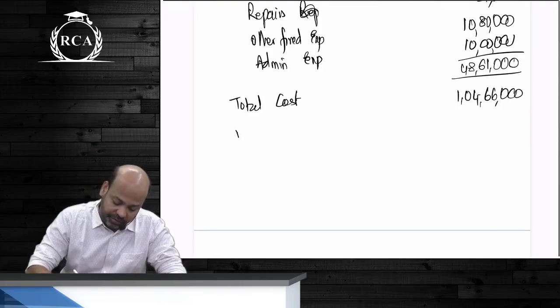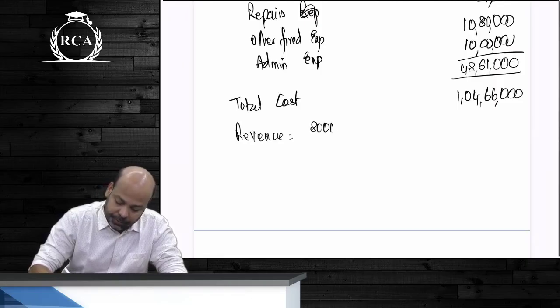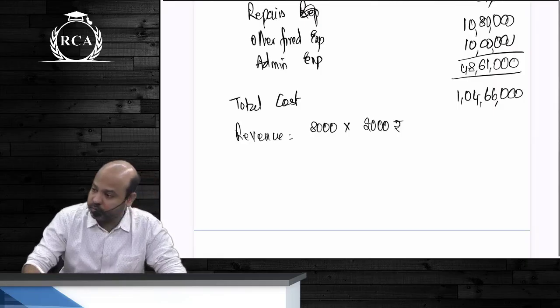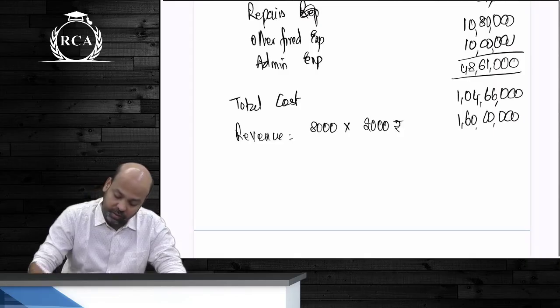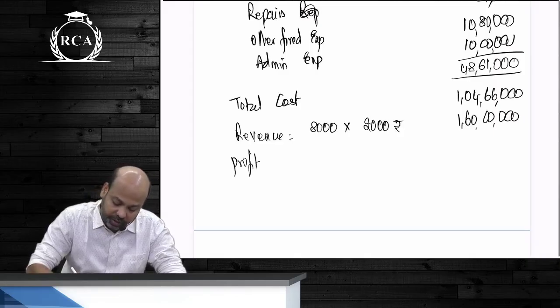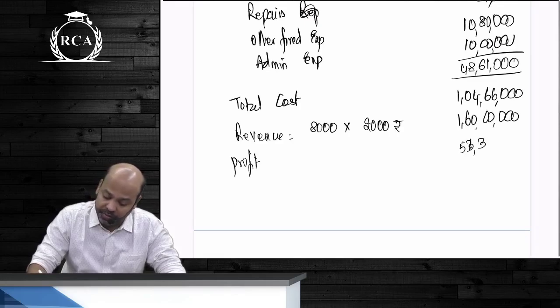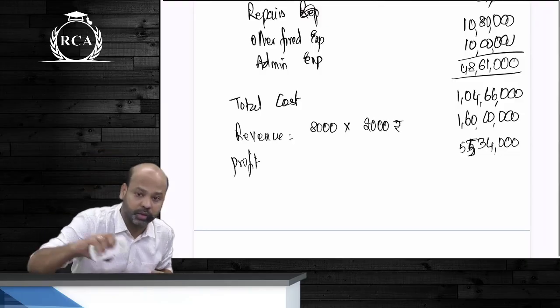66,000. The amount of revenue guys would be 8,000 bed days multiplied by 2,000 rupees per bed day beta. 1 crore 60 lakhs. The amount of profit guys that the hospital is going to make beta is 55 lakhs 34,000. This will be the amount of profit that the hospital is going to make. Are we all clear about this?